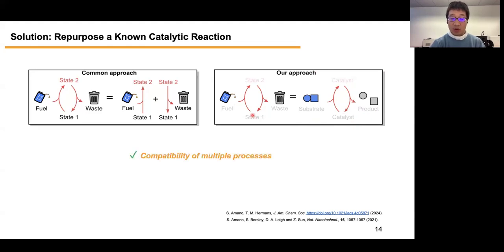And the advantage of this approach is that we don't need to worry about the compatibility of multiple processes because we already know that the steps in the catalytic cycle operate under the same environment. And also we can suppress the background fuel decomposition because the substrate to product conversion outside of the catalytic cycle is usually much slower than this conversion through the catalytic cycle.